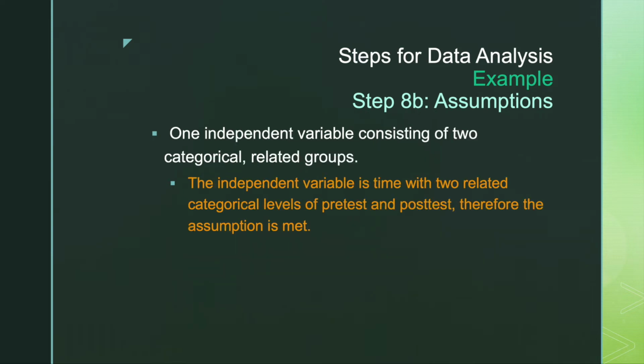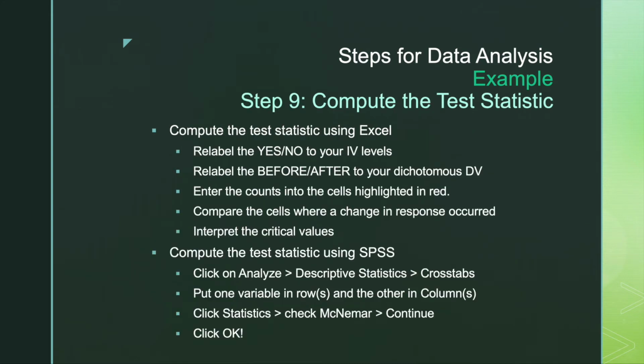Our independent variable is time, and it has 2 related categorical levels of pretest and posttest. Therefore, this assumption is also met. Now, for computing the test statistic, we're going to go over 2 different ways of doing this. The first is going to use an Excel spreadsheet that I've created for you, and the second will be using SPSS. There are pros and cons to using either one.